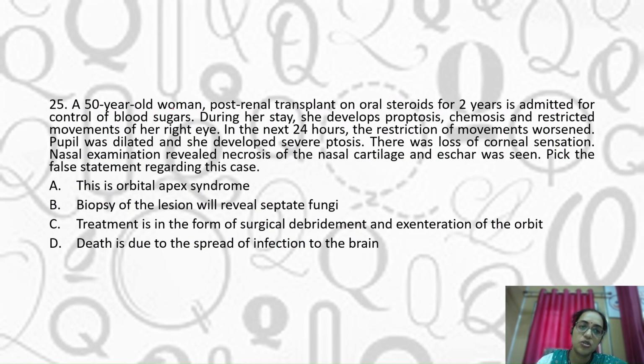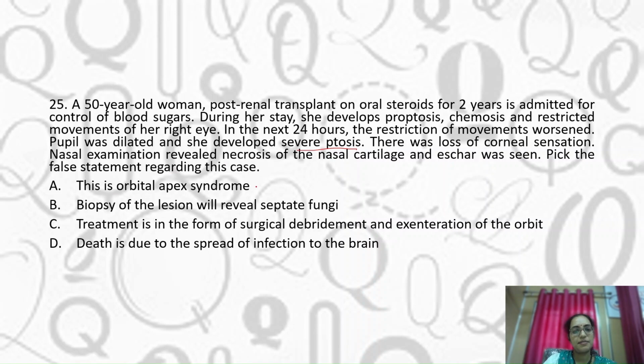So we have a 50-year-old diabetic woman, post renal transplant on oral steroids, admitted for control of sugars. During her stay, she develops proptosis, emesis, and restricted movements of the right eye. In the next 24 hours, the restriction of movements has worsened. The pupil is now dilated and she has severe ptosis. So this is showing that there is total ophthalmoplegia. There is loss of corneal sensation. Nasal examination revealed necrosis of the nasal cartilage and an eschar was seen. Pick up the false statement regarding this case.